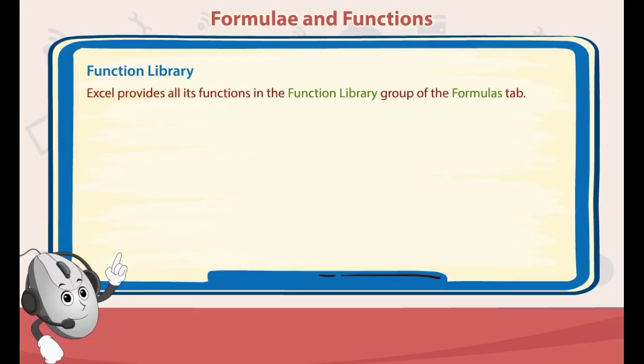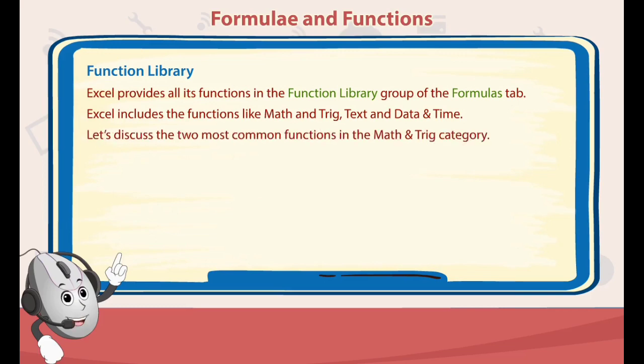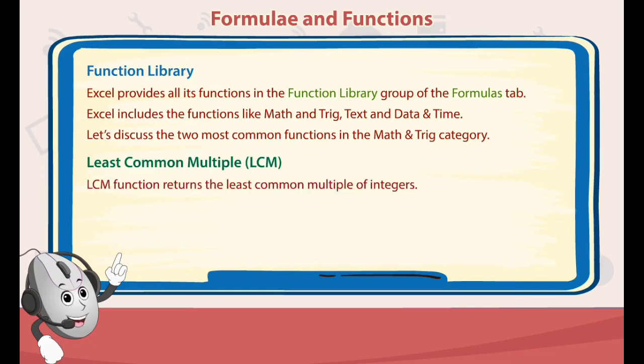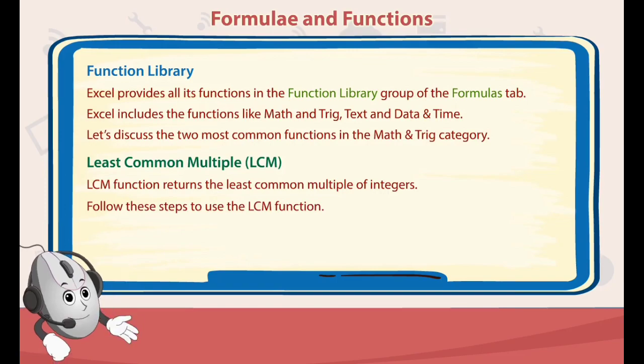Function Library. Excel provides all its functions in the Function Library group of the Formulas tab. Excel includes functions like math and trig, text, and date and time. Let's discuss the two most common functions in the math and trig category. Least Common Multiple, LCM. The LCM function returns the least common multiple of integers. Follow these steps to use the LCM function.